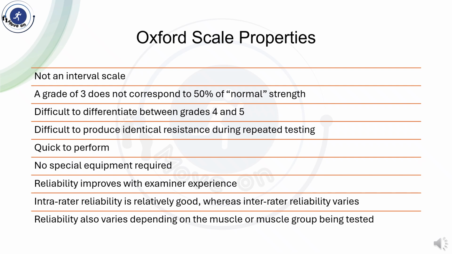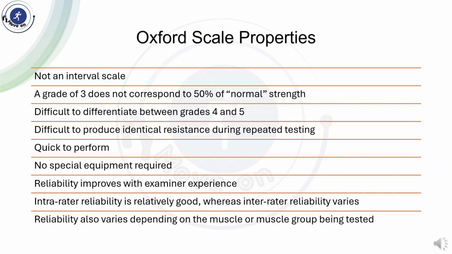The Oxford scale is not an interval scale. A score of 3 does not correspond to 50% of normal muscle strength. It is also often difficult to distinguish between grades 4 and 5. When repeating measurements, it may be challenging to produce the same amount of resistance each time. An advantage of manual muscle testing is that it is quick to perform and does not require special equipment.